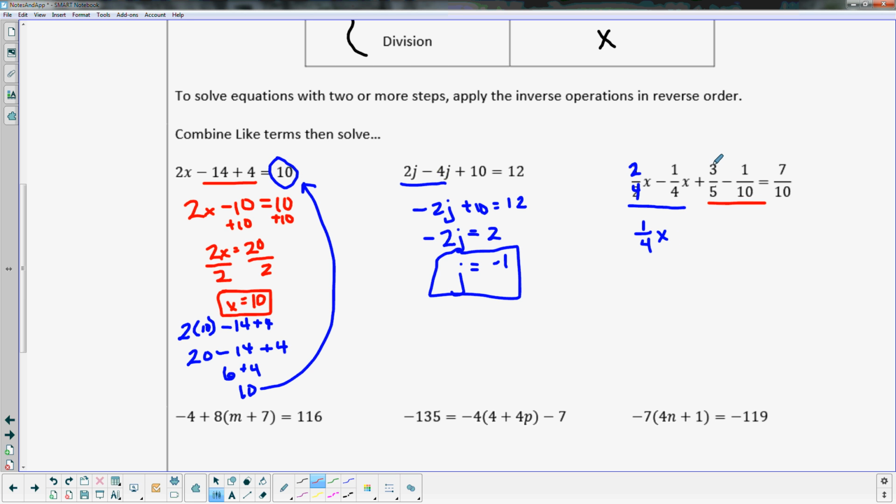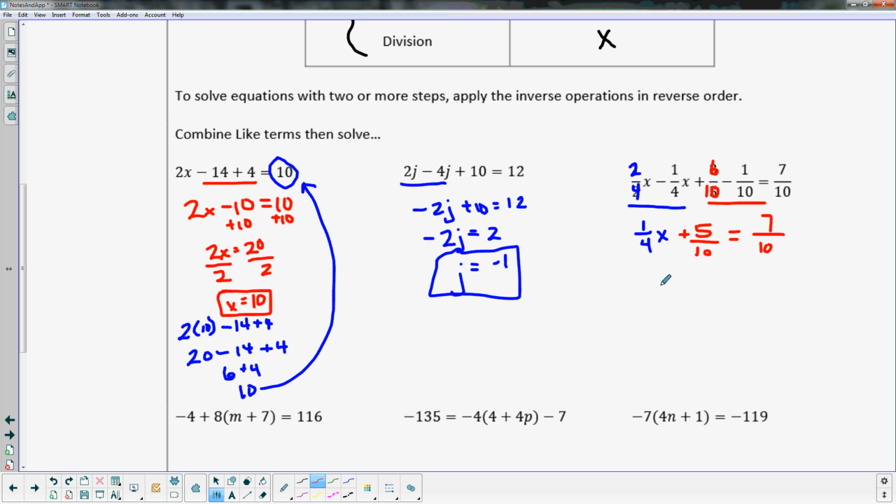This 3/5 is the same as 6/10. 6/10 minus 1/10 is 5/10. Now you may be saying, hey, isn't that equal to 1/2? And it is. And you wouldn't be wrong to turn it into 1/2, but I'm going to leave it as tenths because I know I need to subtract it from both sides, and this one's already in tenths.